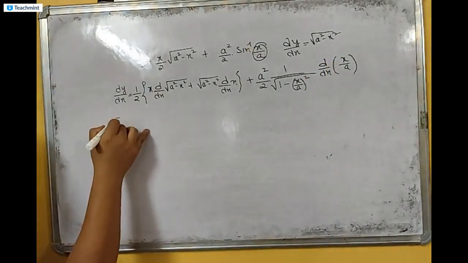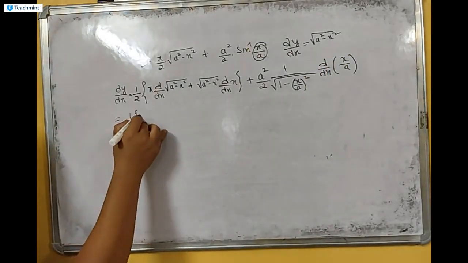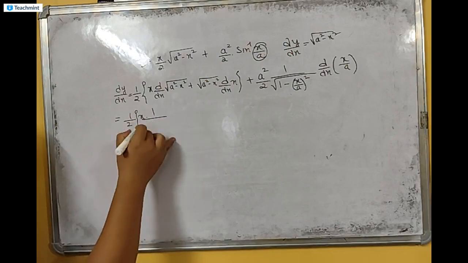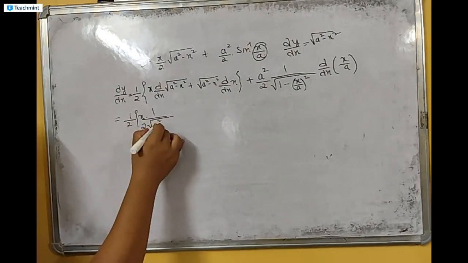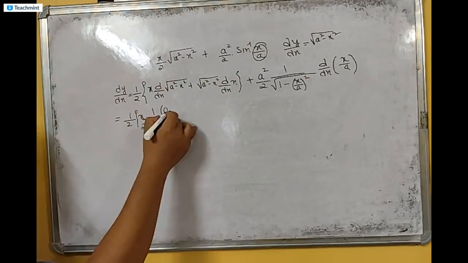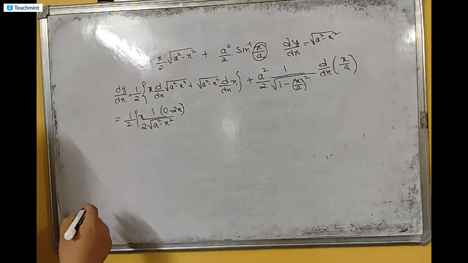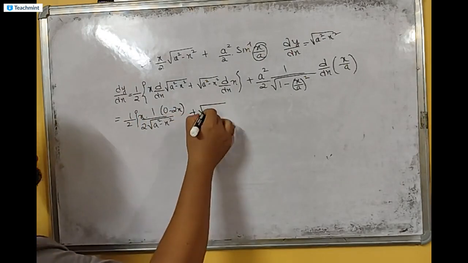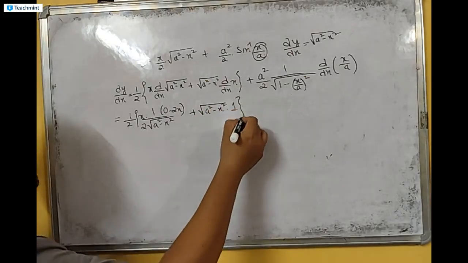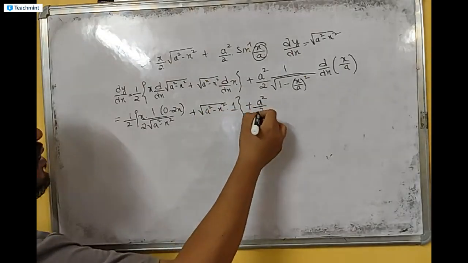Now, simplify 1 by 2 curly bracket x. What should be inside the root, guys? x. So 1 by 2 root x, but this is just an assumption. a square's derivative is 0, minus x square's derivative is 2x. Plus root a square minus x square. Derivative of x is 1. Plus a square by 2.